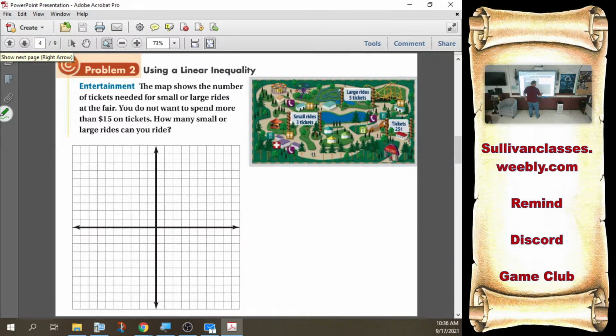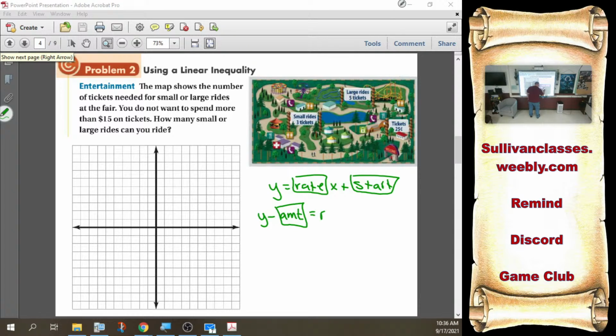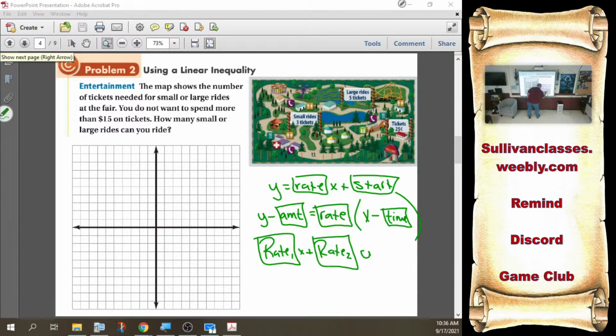I'll erase this later, but rate x plus start. Did they have y minus amount is... Okay, it's really horrible handwriting. I was going fast. Deal with it.